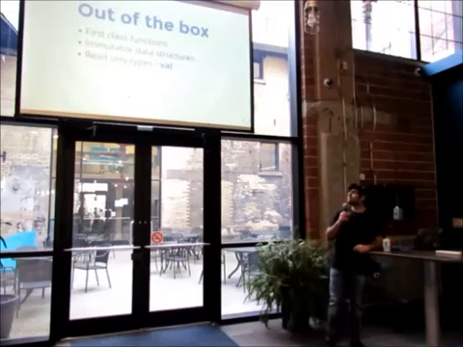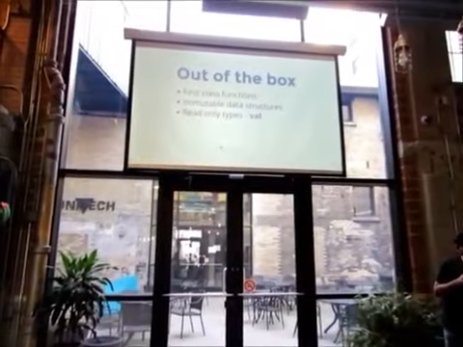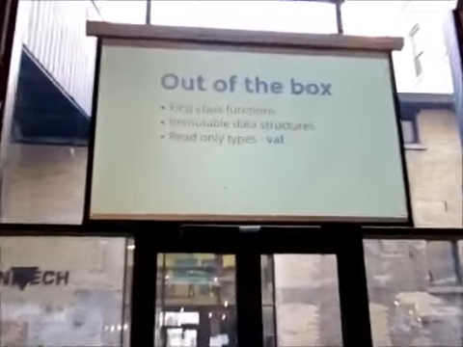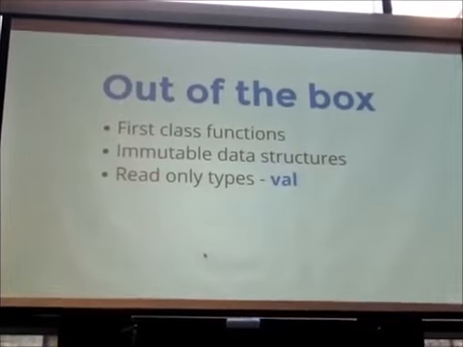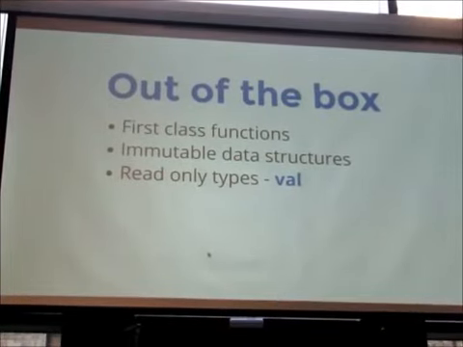Kotlin out of the box has a whole bunch of functional programming abilities, pretty much because Kotlin was heavily inspired by functional programming. As we saw, Kotlin supports first-class functions right out of the box. It has immutable data structures like lists, sets, and maps, where you even need to explicitly specify that you want a mutable type to get one. And also it has read-only types using val.